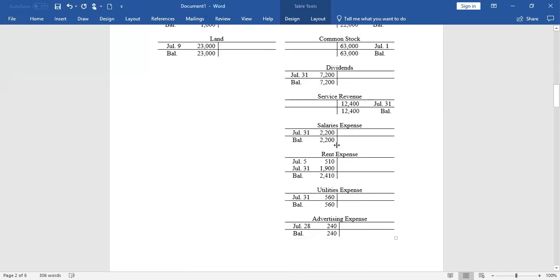Salary expense, there was only one transaction affecting it, so that's its balance. But rent expense, there's two. We add them together. That's its final balance. That's why I said we are accumulating all the rent expense, and we do that on the debit side by increasing it.